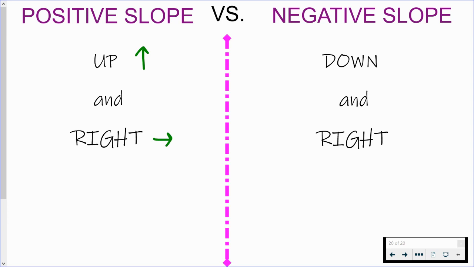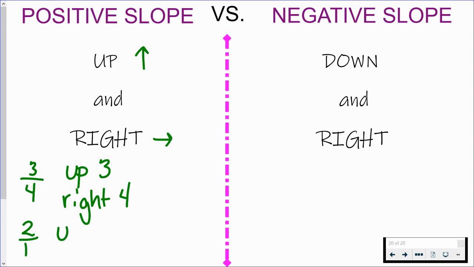So, for example, if I had a slope of 3/4, I would go up 3, right 4. If I had a slope of 2, well, then we know you always have to have it in fraction form. So it'd be 2 over 1. So I would go up 2, right 1.